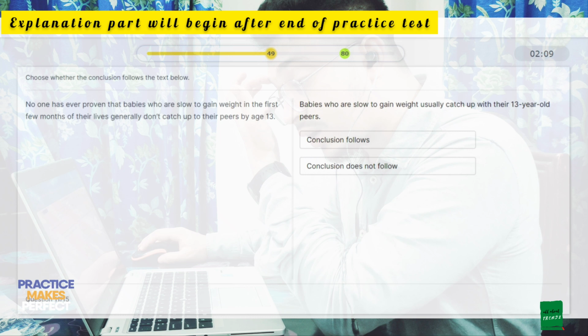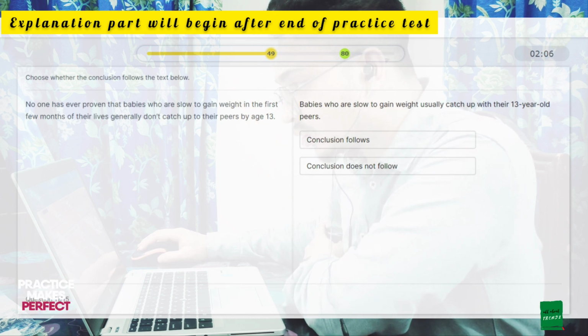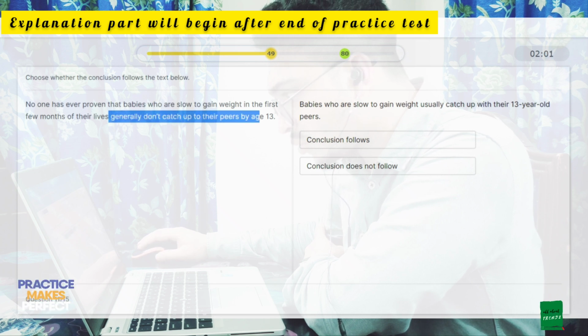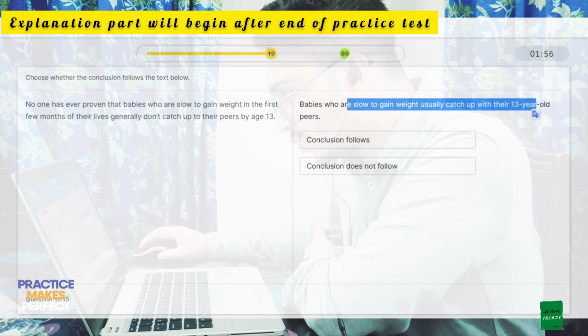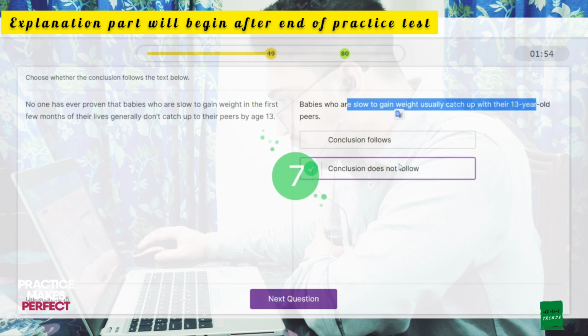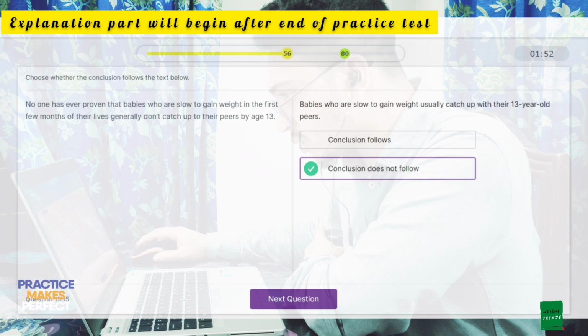No one has ever proven that babies who were slow to gain weight in the first few months of their life generally don't catch up to their peers by age 13. Babies who are slow to gain weight usually catch up with their, I think it doesn't follow. Yeah, it is reason because it didn't say anything like that.